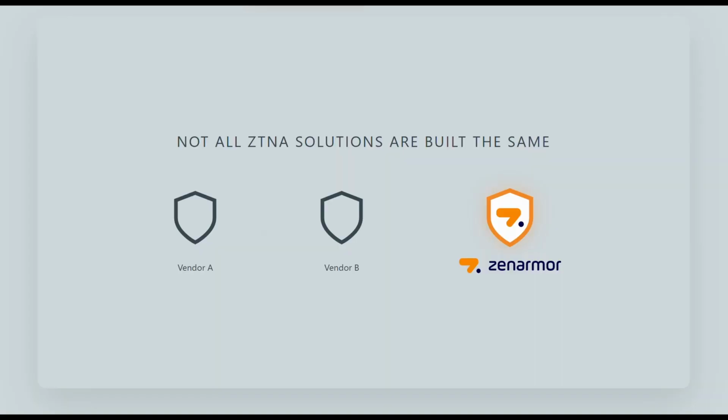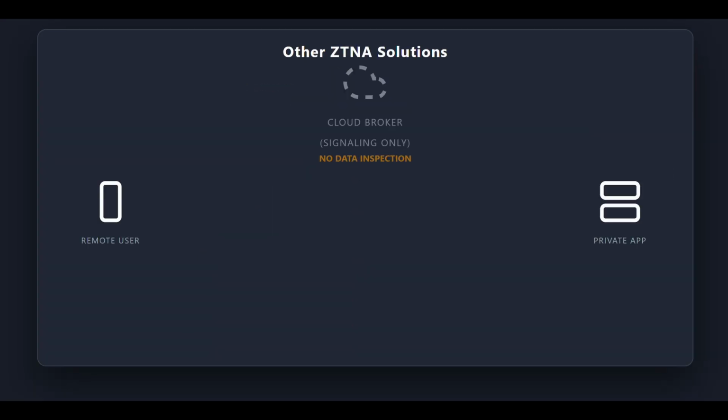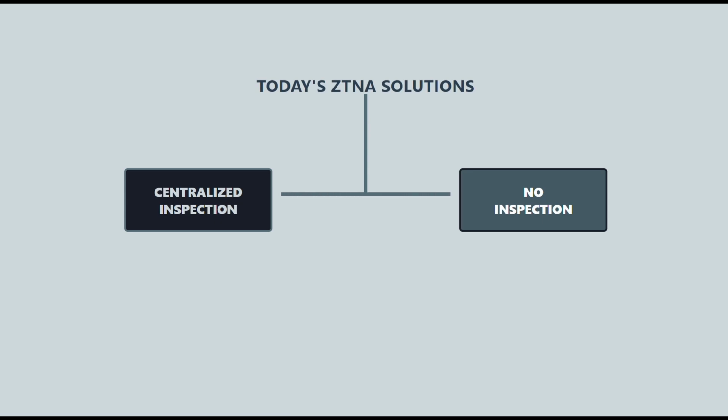But not all ZTNA solutions reduce risk the same way. Some ZTNA platforms route traffic through centralized cloud inspection points, introducing latency. Access and security depend on a proxy in the middle. Others offer point-to-point access, but rely on a cloud control plane to broker access, without performing any inline content inspection. And so today's ZTNA forces a trade-off: centralized inspection or no inspection at all.